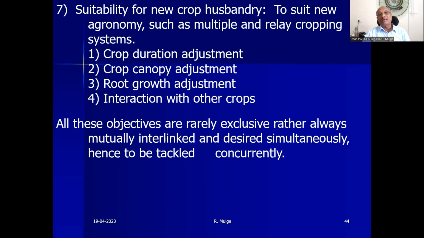All these objectives are rarely exclusive; rather, they are always mutually interlinked and desired simultaneously. So whatever the components, high productivity means that unless the variety is resistant to disease, it cannot have high productivity.